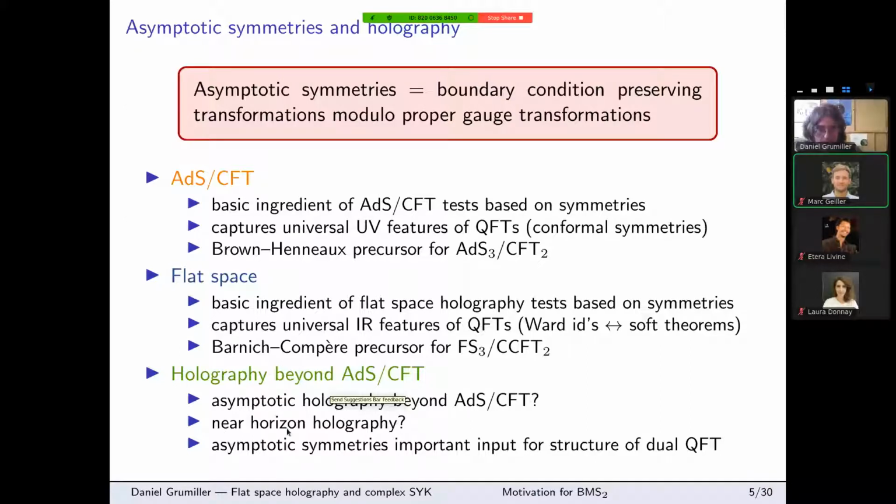And inspired by this proposal by Hawking, Perry, Strominger on soft hair, one can also ponder about near horizon holography. I will not talk about this in my current talk, but that's again an interesting step beyond the canonical setup.